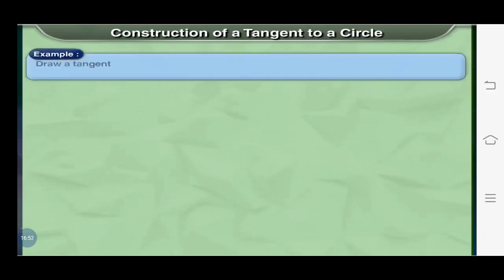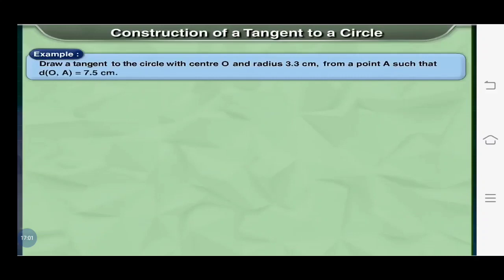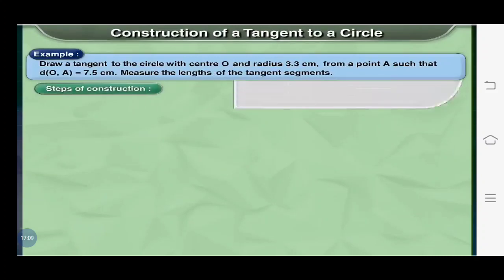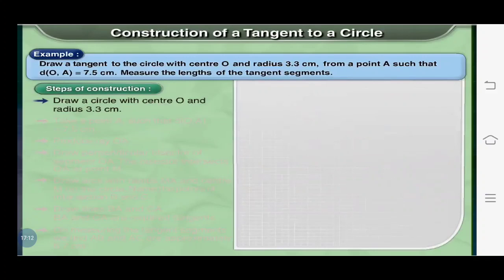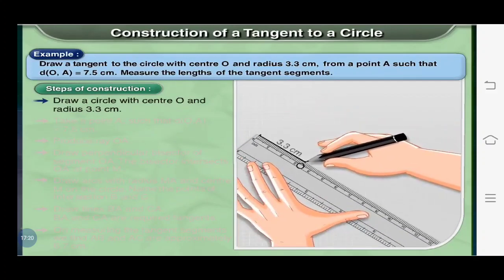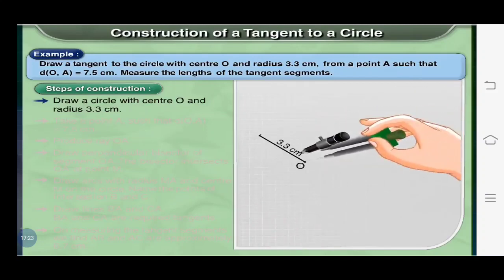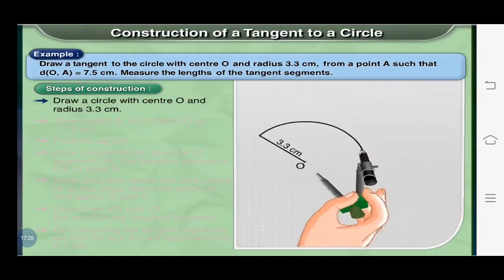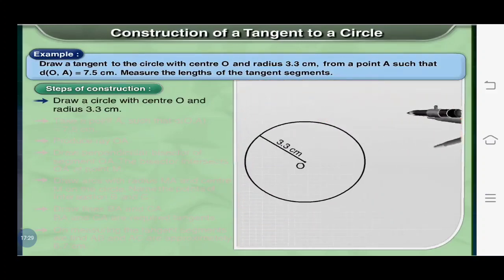Draw a tangent to the circle with center O and radius 3.3 centimeters from a point A such that distance of OA is equal to 7.5 centimeters. Measure the lengths of the tangent segments. Steps for construction. Draw a circle with center O and radius 3.3 centimeters. Draw a point A 7.5 centimeters away from point O.